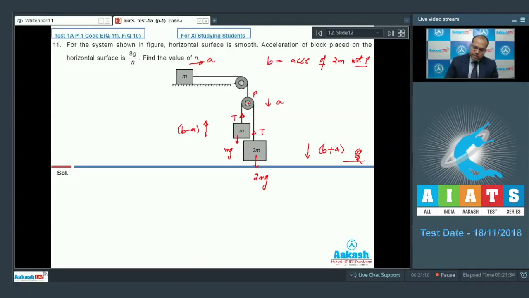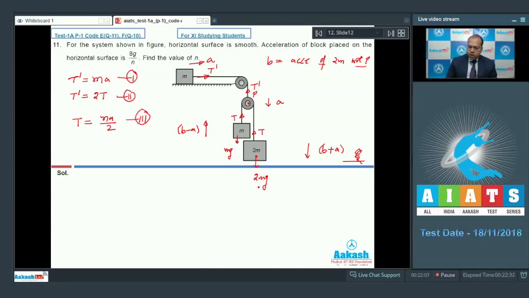So tension T is here. Let the tension in this string be T dash, and here it is also T dash. So I can say that T dash is equal to mass into acceleration. That is the first equation. If I write F equal to ma on massless pulley P, then we can say that T dash is equal to 2T. This is my equation 2. So from here we can say that the value of T is equal to ma by 2. This is my equation 3.